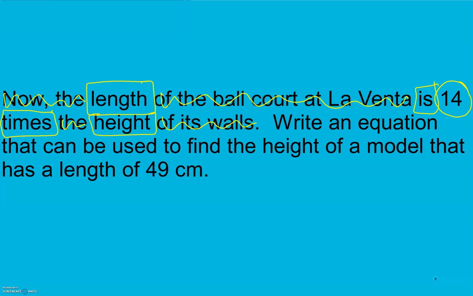Next sentence says, write an equation that can be used to find the height of a model that has a length of 49 centimeters. Circle key numbers. Underline the questions. We have 2 different things it wants us to do here. It wants us to write an equation, and it wants us to find the height. Now, any more math words that we need? I would say length here, and the rest we can get rid of.